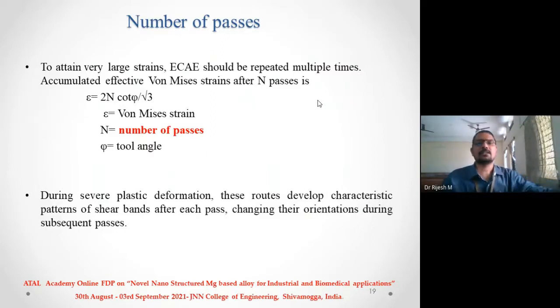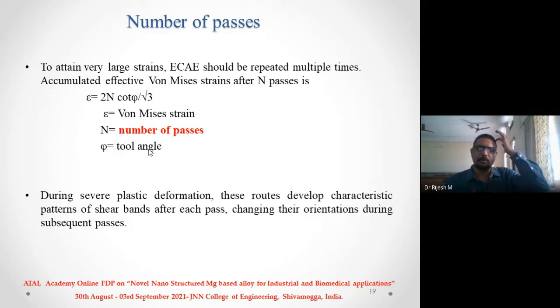To attain a large amount of strain, ECAP should be repeated multiple times. The accumulated effective von Mises strain after n passes is equal to n cot phi by root 3. Got it. So depending upon the strain, you get the number of passes out here. Here, phi is the tool angle.